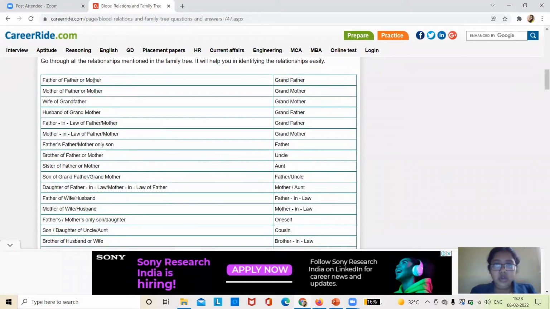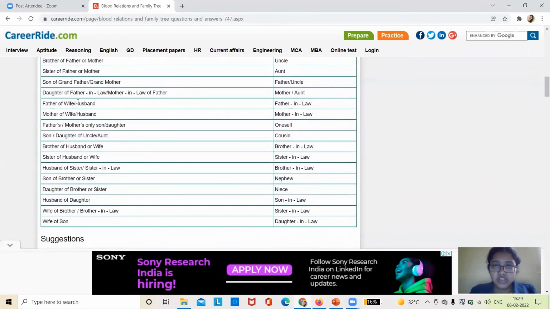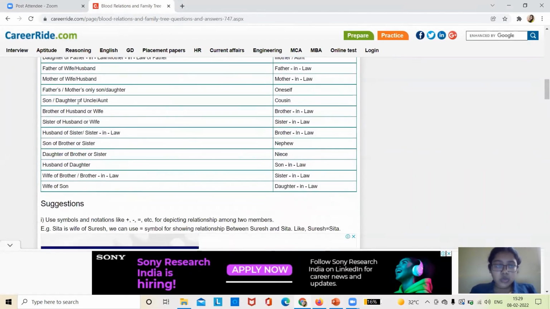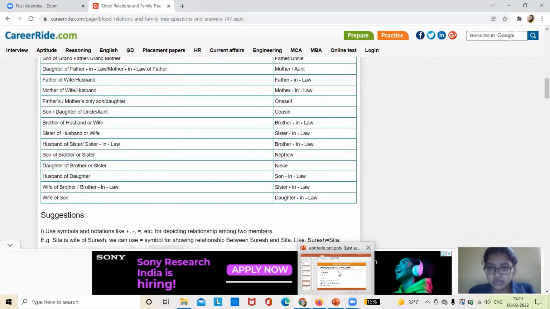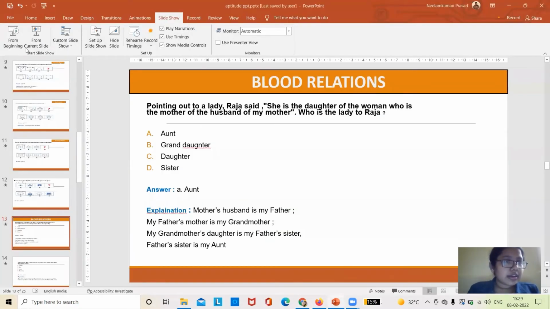Father of father or mother is grandfather. Then mother of father or mother is grandmother. Then wife of grandfather is grandmother. So go through this chart once to understand these relations, and it will be easy for you to solve blood relation questions, right? So just go through this and let's go back to the question.